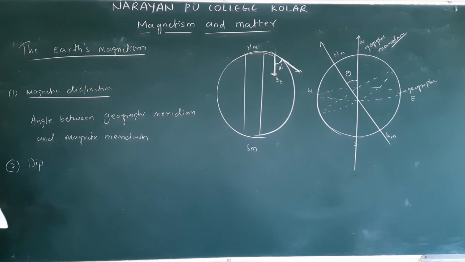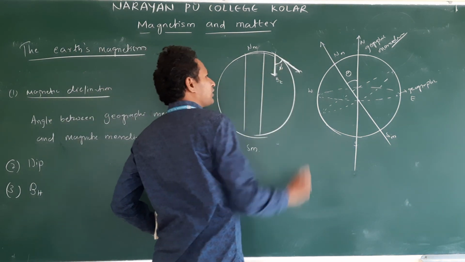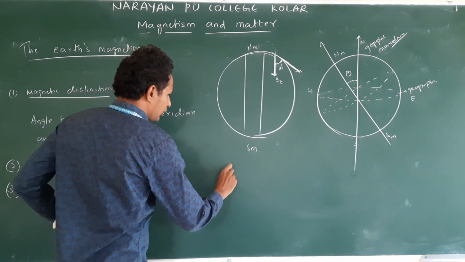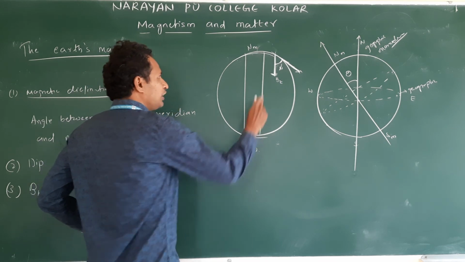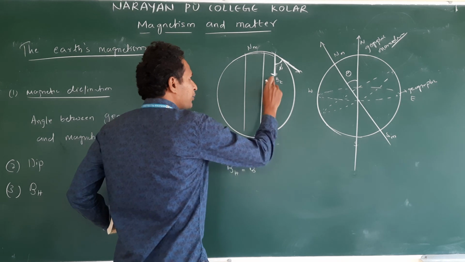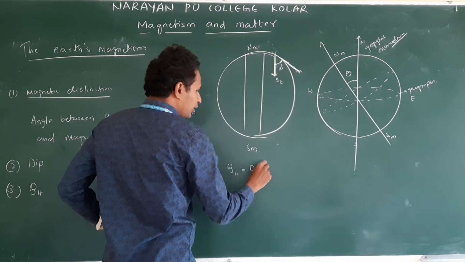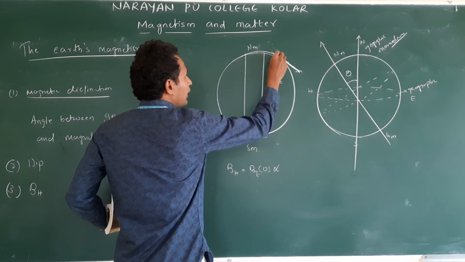Next, the third one is the horizontal component of the earth's magnetic field. This we will write as BH. Simple, already it's there. If you resolve this onto the surface, so BH, resolve this BE to the horizontal. That is, I am resolving BE to the horizontal. The horizontal component is BE cos alpha. What is the vertical component?